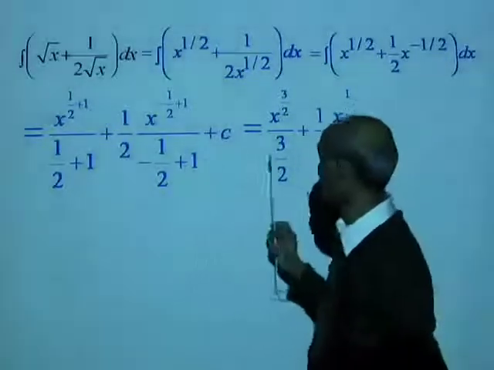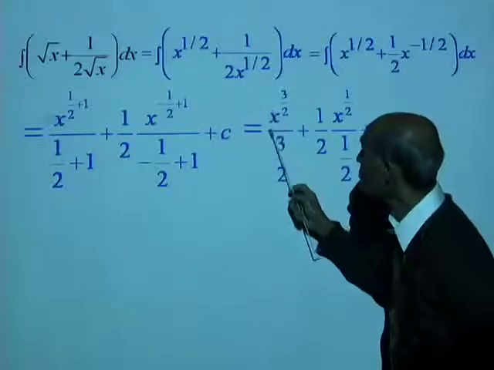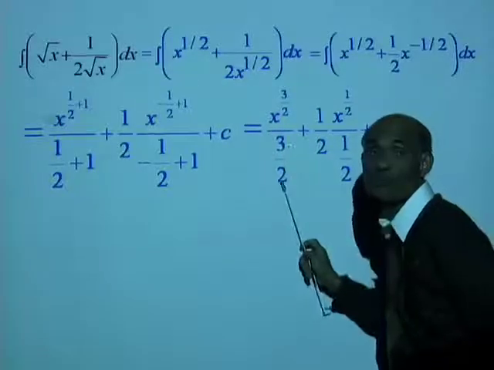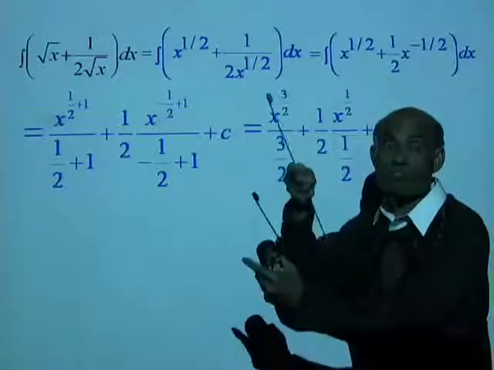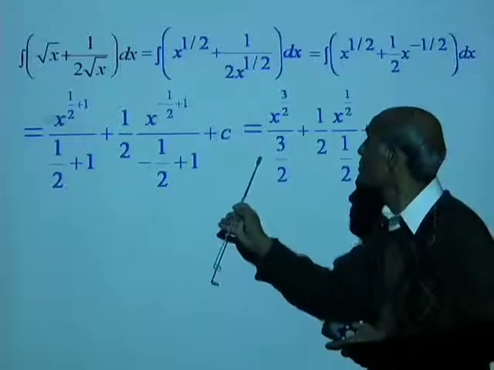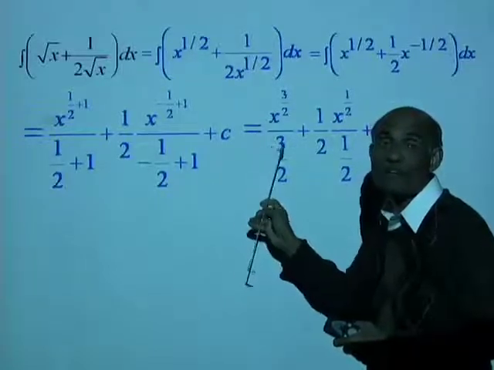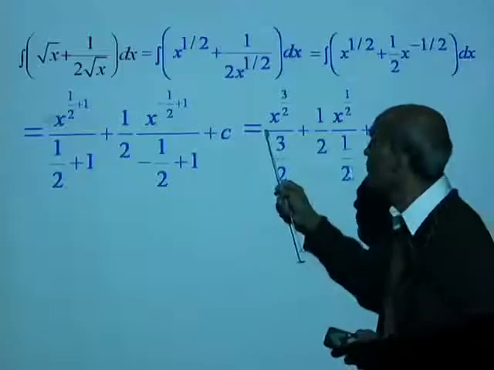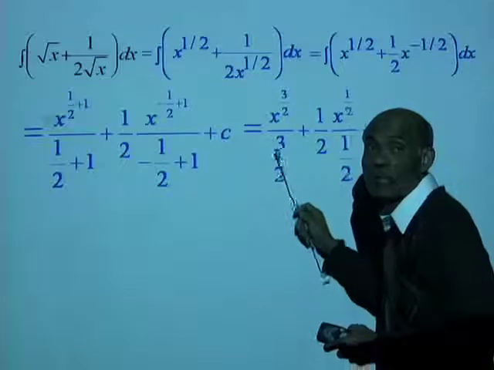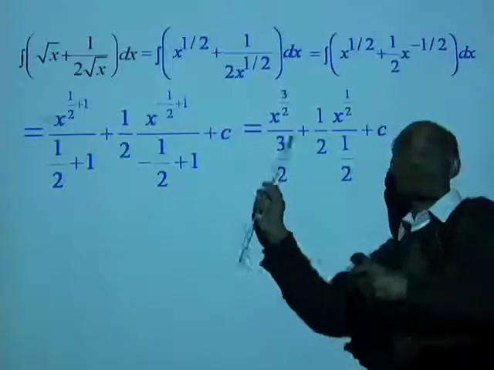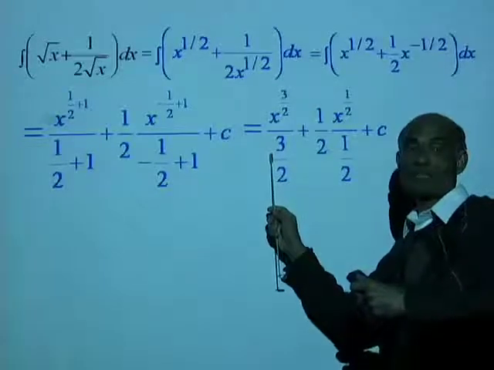Now how to simplify this? If you notice, you are dividing x to the power of 3 over 2 by 3 over 2. Dividing by 3 over 2 is the same as multiplying by 2/3. So this 2 is going to go on the numerator and this 3 is going to stay on the denominator. It's nice to practice that. So x to the power of 3 over 2 divided by 3 over 2 means multiplied by 2 over 3. The 2 will go to the numerator and 3 will remain on the denominator.